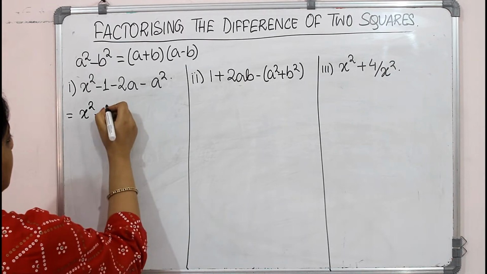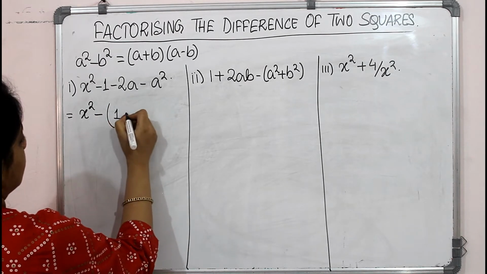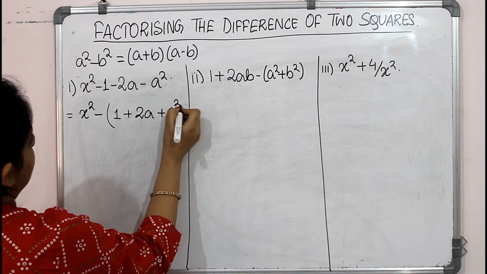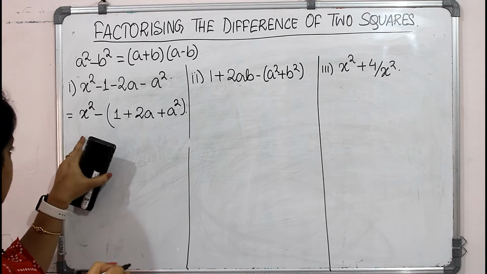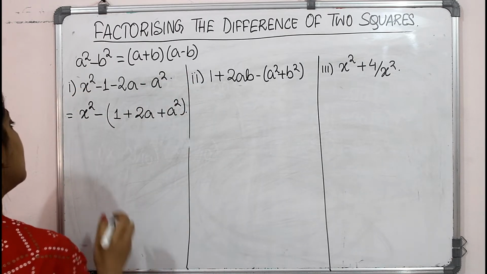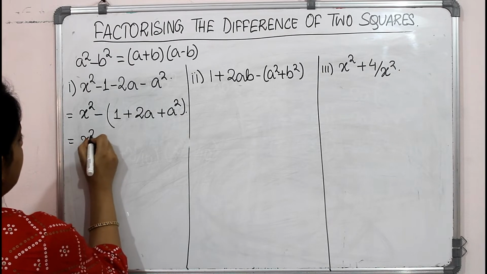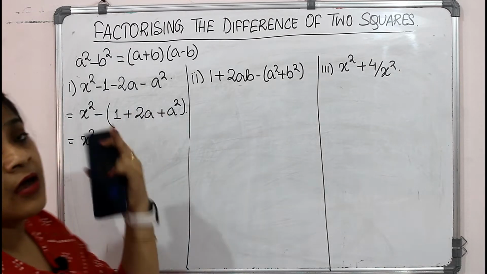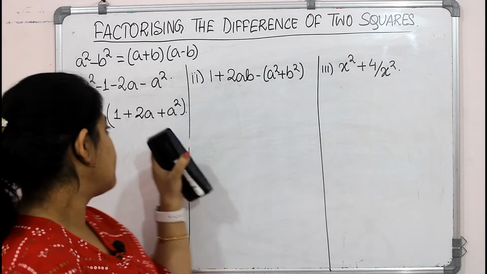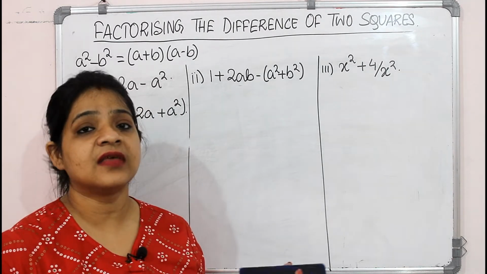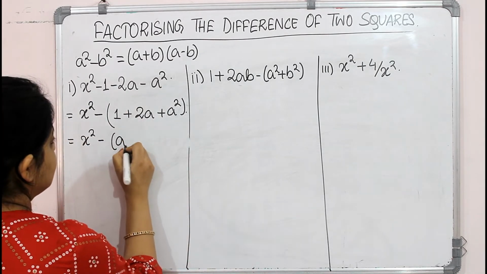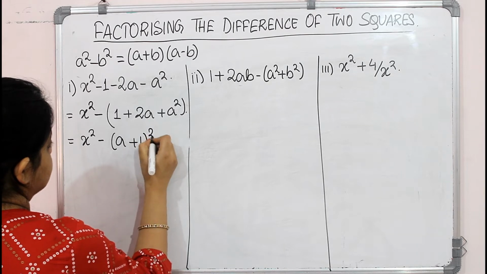minus 1 plus 2a plus a square, I can write x square as it is, and this I have taken within one bracket. Now if you see, this is x square and this is of the form of a plus 1 whole square, right? 1 plus 2a plus a square makes a plus 1 whole square. So this I will write as a plus 1 whole square.